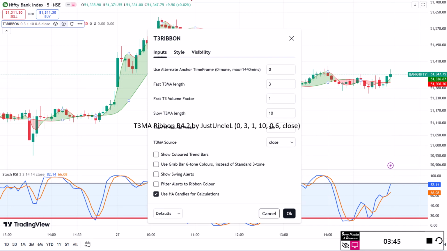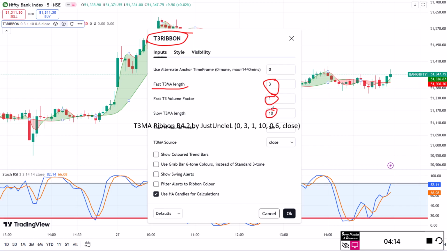Now the settings. The problem with this indicator is you will only find it in TradingView. It has a fast T3 length. For scalping or intraday, I make it 3. For the T3 volume factor, though it's 0.7, we can make it a maximum of 1. And the slow length, the envelope length, we can reduce to 10. This is the setting we use for intraday.